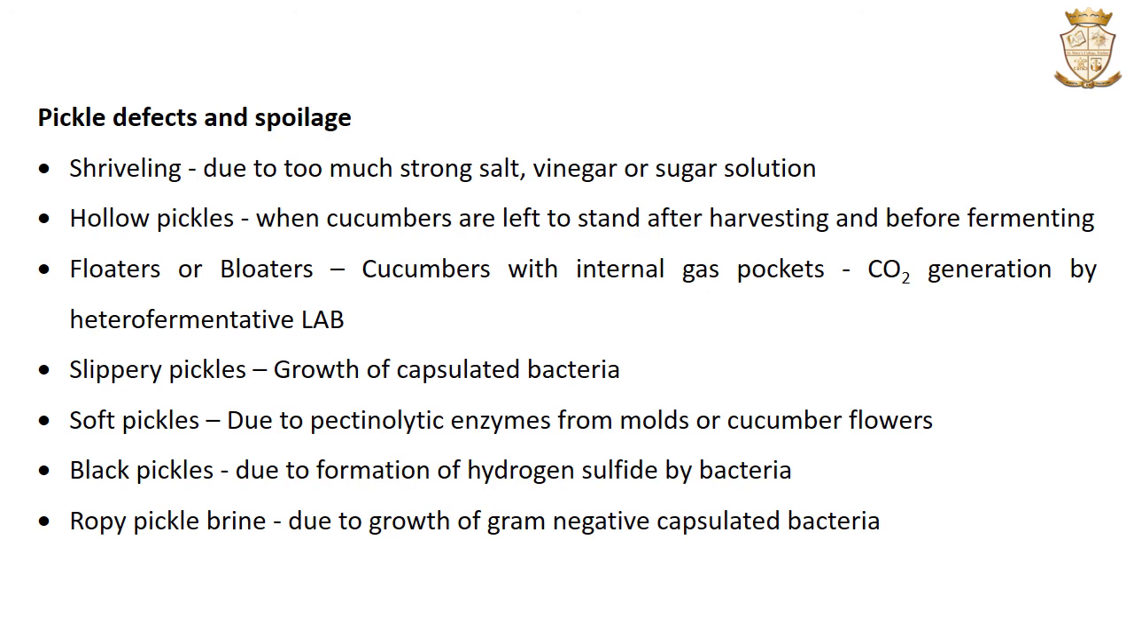Next is slippery pickles. This occurs when the cucumbers are exposed to air, due to the growth of capsulated bacteria. Next is soft pickles. These are the result of pectinolytic enzymes, which may come either from the growth of mold or from cucumber flowers. The next defect is black pickles. This develops due to the formation of hydrogen sulfide by bacteria. Next is ropey pickle brine, and this is due to the growth of certain gram-negative capsulated bacteria.